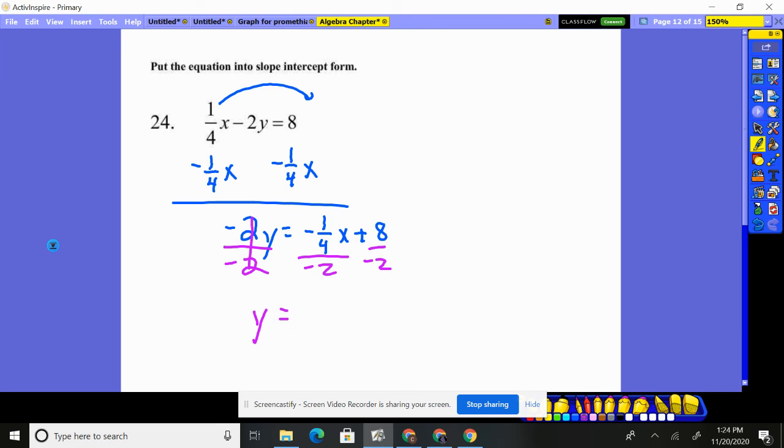I get y equals, come back to that, 8 divided by negative 2 is negative 4. Now we have to do negative 1/4 divided by negative 2. Now remember, that's as a fraction, that's over 1. So we're doing this division. Well, we remember that we change the division to multiplication and flip the bottom. And again, it's a negative fraction divided by a negative fraction, so you're going to get a positive answer here, 1/8. So we have 1/8 x. So we know the y-intercept's negative 4, and then it goes up 1/8, up 1/8, slope of 1/8.